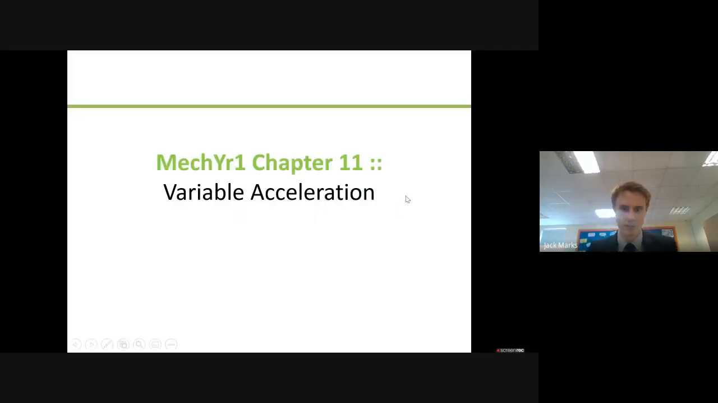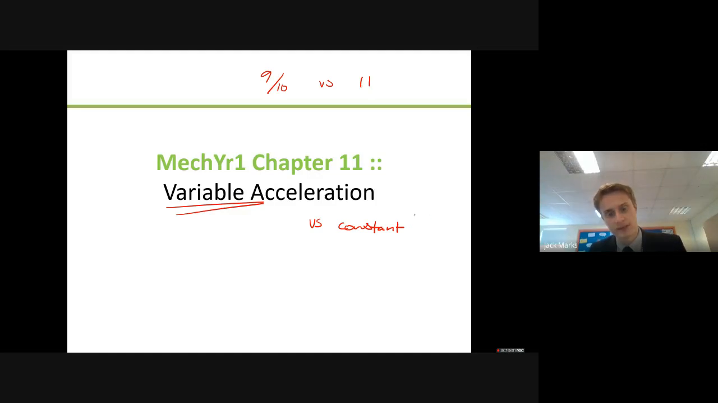Okay, chapter 11, variable acceleration then. So the first thing to note is the title, variable acceleration. This is versus the constant acceleration that we saw in chapter 9, and it was also used quite a bit in chapter 10. So we can sort of divide chapters 9 and 10 versus chapter 11, which is quite distinct, really.